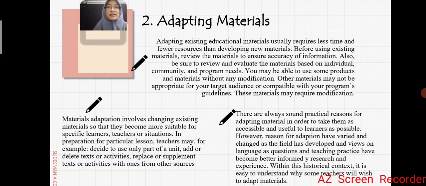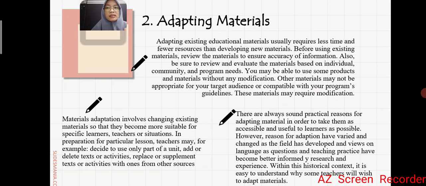Before using existing materials, review the materials to ensure accuracy of information. Also be sure to review and evaluate the materials based on individual, community, and program needs. You may be able to use some products and materials without any modification. Other materials may not be appropriate for your target audience or compatible with your program's guidelines. These materials may require modification.